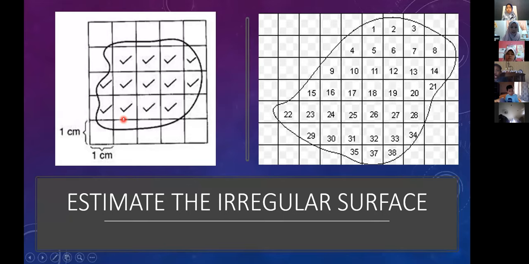Okay, for example here, as you can see, this is an example of an irregular shape. So when teacher wants to measure the area, teacher has to put it on the graph paper. Then we calculate one by one. How many boxes here? 1, 2, 3, 4, 5, 6, 7, 8, 9, 10, 11, 12, 13. So the area of this object is 13 centimeter squared. Remember we have to take the area which is more than half. Or if you see ada half kat sini, ada half kat sini, then you can consider it as one.